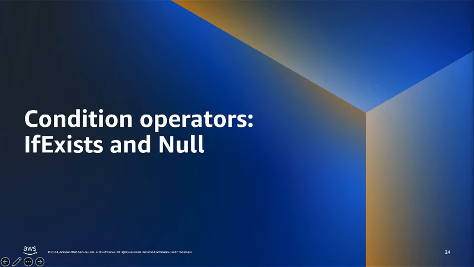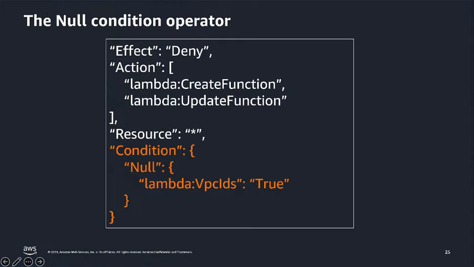Now moving on to two other types of operators, if exists and null. The null condition operator checks to see if the condition key is absent from the authorization context. The null operator evaluates to true when a key is absent. This can be useful if you want to just check for the absence or existence of a condition key, but you don't care what the actual value of the key is.